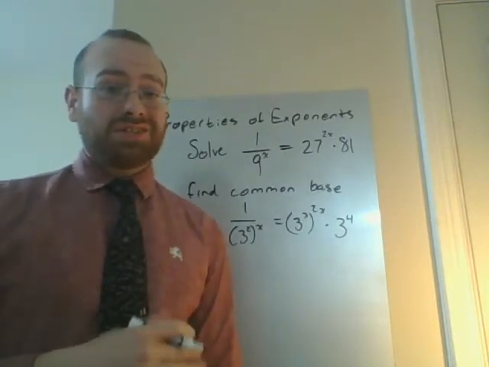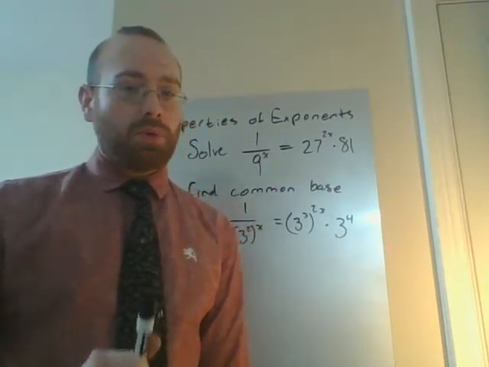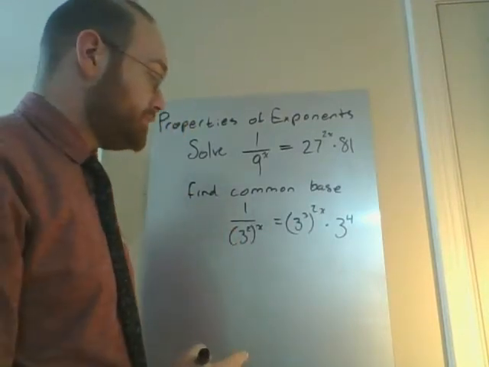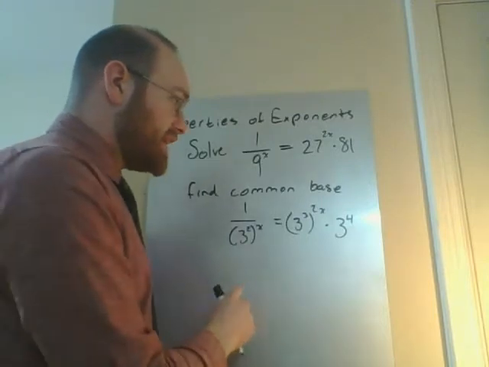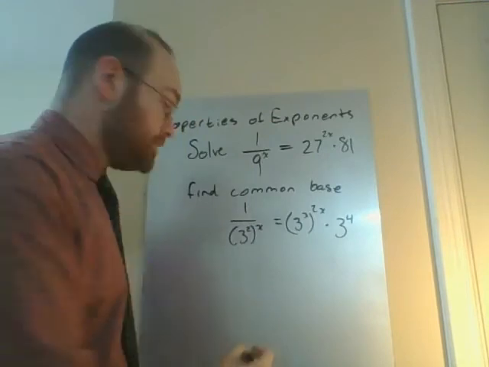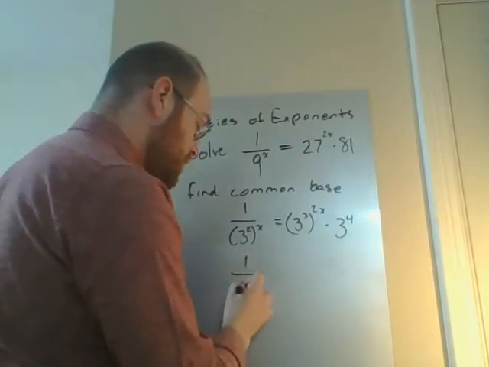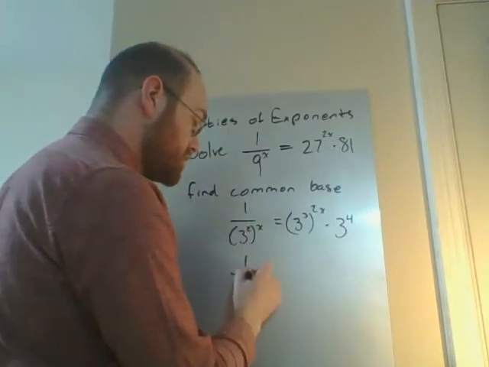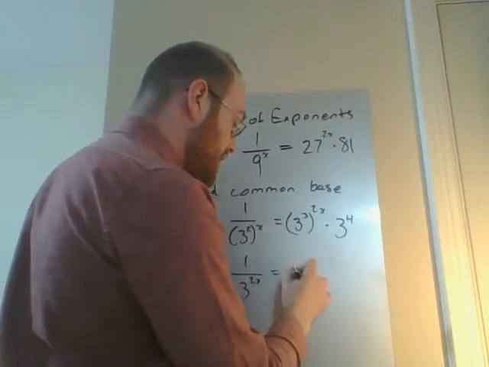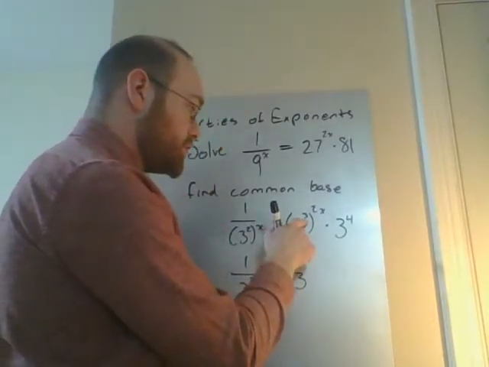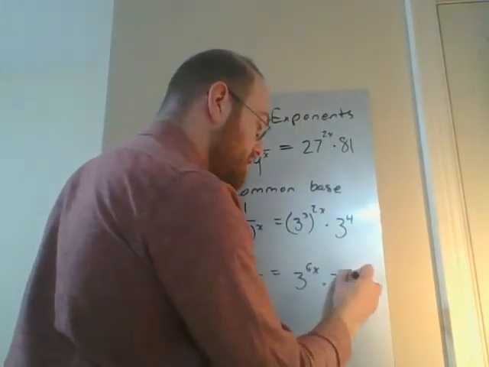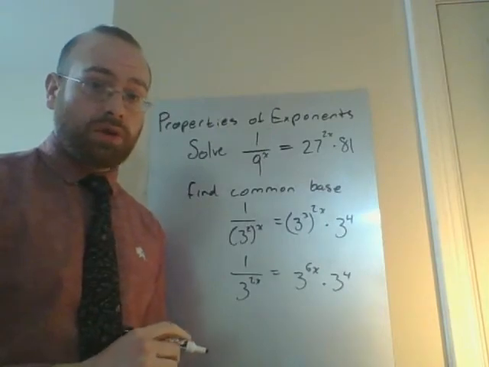Now we might be tempted to just cancel all of our bases right now, but we're not ready to do that. First, we have to use our exponent properties. The first one is our power rule. When we have a power raised to a power, we multiply. So this becomes 1 over 3 to the power of 2 times x. Over here, we have 3 to the power of 3 times 2x, which becomes 6x, and it's all still multiplied by 3 to the 4th power.